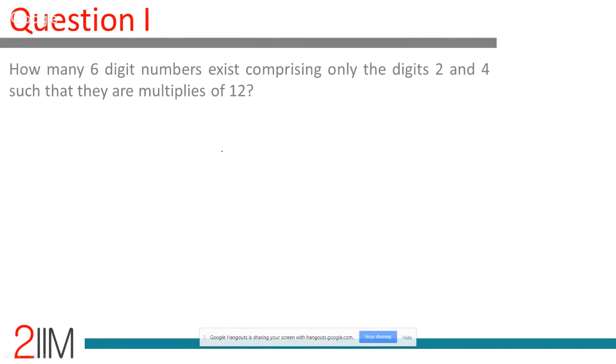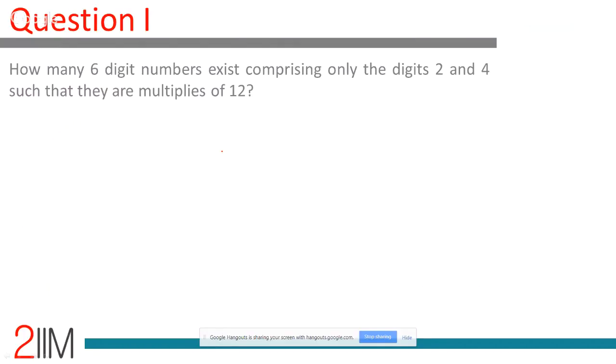Question number 1, I'm going to give you only about a couple of minutes to think about it, to give it a go, and then I'm going to discuss this. How many 6-digit numbers exist comprising only the digits 2 and 4, such that they are multiples of 12? Remember, the number should have 6 digits. The only allowed digits are 2 and 4. The number should be a multiple of 12.